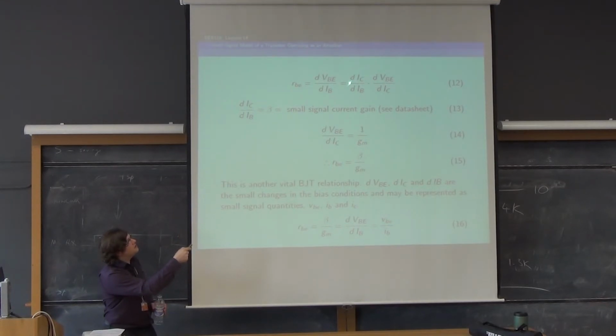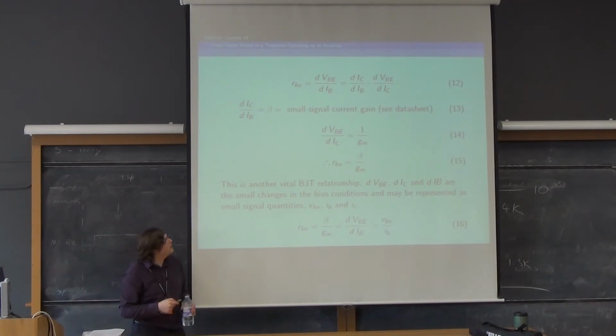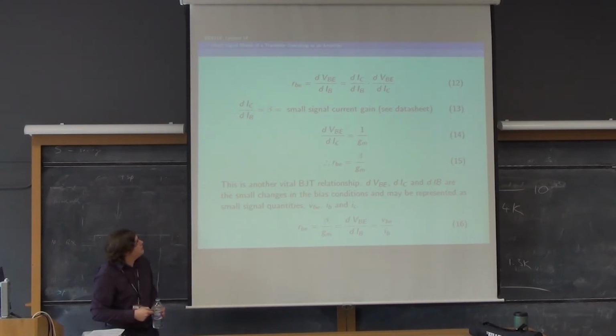And we also know what dIC by dIB is, because this is the amount of collector current you get for a small amount of base current, which is just another word for hFE. Or beta if you prefer, we can call them the same at low frequencies. So we have dVBE by dIC is 1 upon gm. So we can say that, and dIC by dIB is beta, so the two ICs go away, and we end up with rBE is beta upon gm.